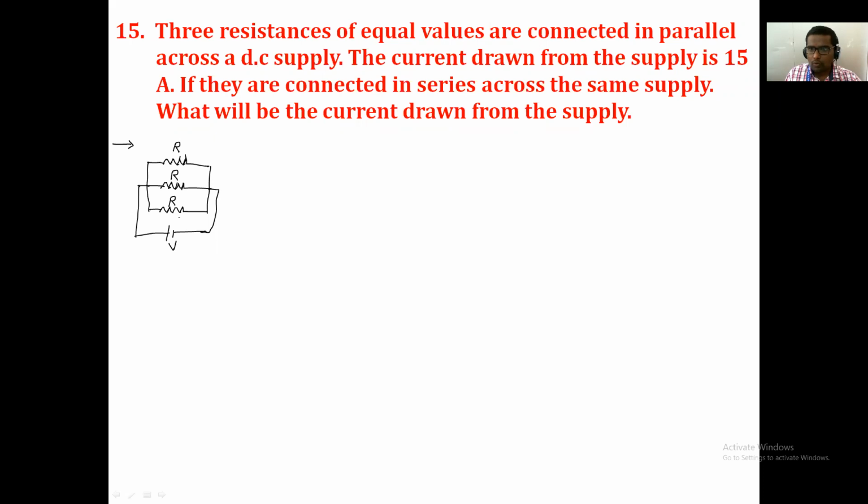They have not provided the value of the total supply voltage, but they have provided that the current drawn from the supply is 15 ampere. Get my point? Now, when these same resistances, R ohm each, are connected in series across the same supply, this is the key of this numerical.